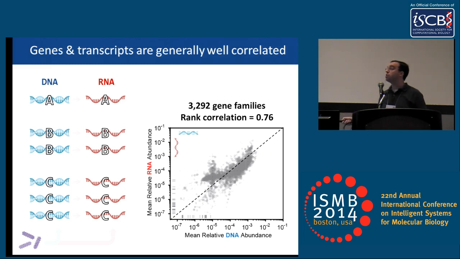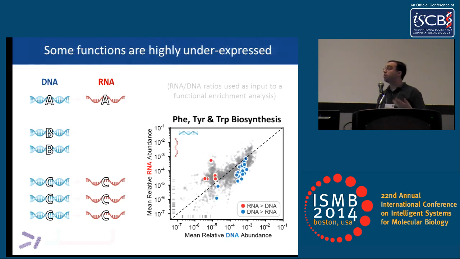So what we're also interested to know is, are there functions that disobey this rule? And so what we can do is use a gene set enrichment-like approach to try to find functional categories that are either enriched below this line, meaning that there's more DNA than RNA, they seem to be underexpressed, or functions that are enriched above the line. We're seeing more RNA than DNA, and this suggests that they seem to be overexpressed. And so, for example, here is a first example of an underexpressed function, the biosynthesis of these 3 amino acids.